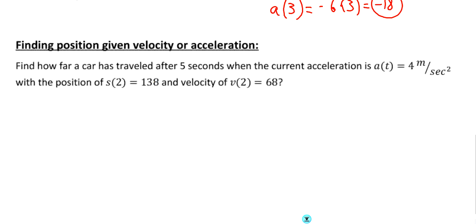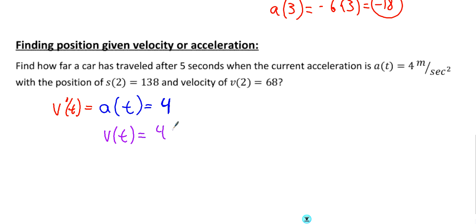This is a common problem, but since I know my relationship, think of it this way. A of t, wait a minute, a of t is v prime of t, correct? So this equation that we have for acceleration, this 4, came from the derivative of velocity. Well, what did the velocity equation have to be to get that derivative? Well, that means that v of t had to be 4t, because the derivative of 4t is 4.